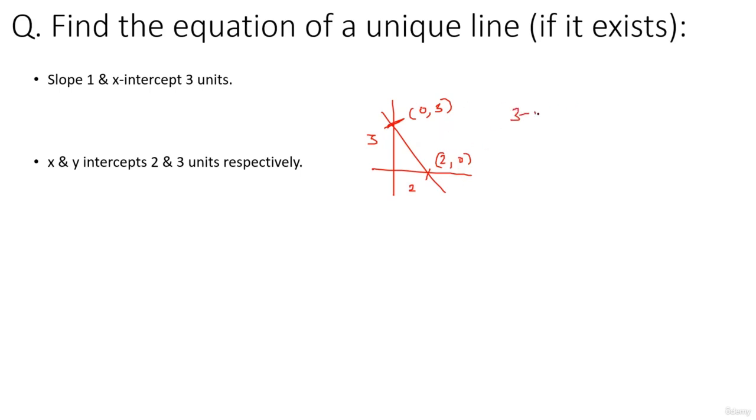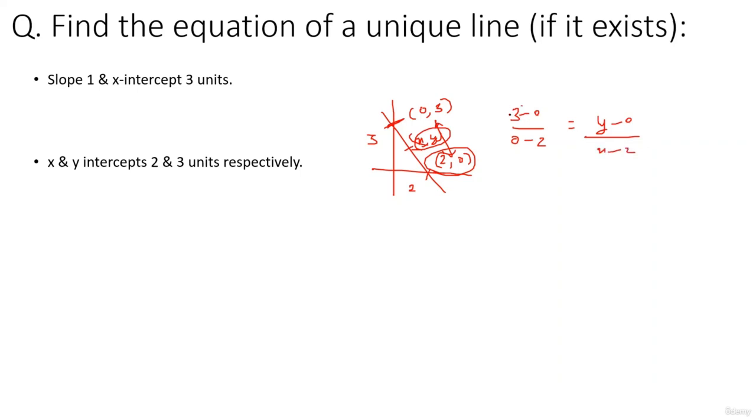3 minus 0 upon 0 minus 2. In दोनों points का slope. Okay? And suppose x, y is any point on the line. उसका slope क्या होगा? किसी भी एक slope निकाल लो. Okay, let's calculate slope of x, y and 2, 0. Okay, तो y minus 0 upon x minus 2.